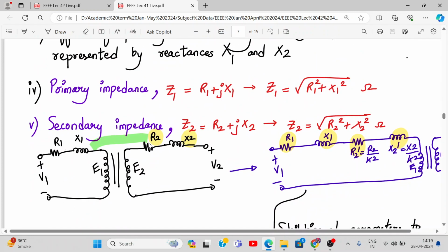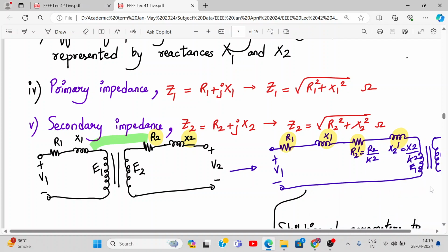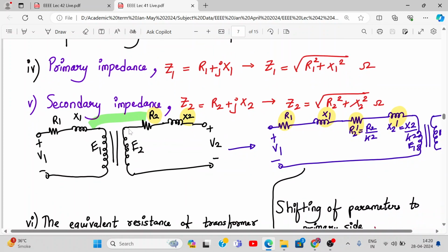Can you tell me what is R1 and R2? Winding resistance at the primary and secondary. R1 and R2 are the primary winding and the secondary winding resistance. X1 and X2 are the primary and the secondary reactance. Okay, so this much we know. Yes or no? So this is my practical circuit of my transformer.